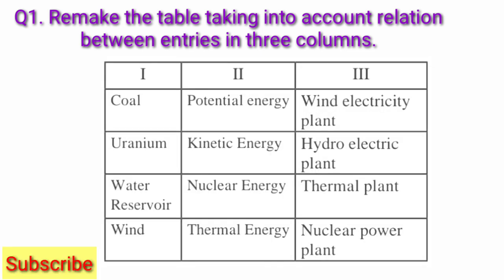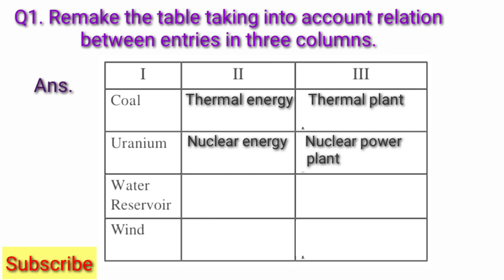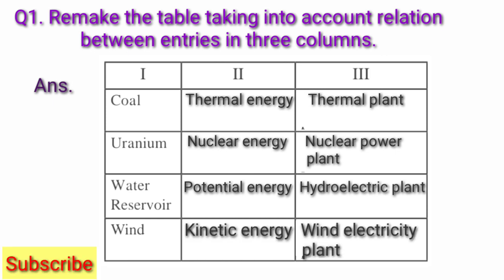Given that coal, potential energy, wind electricity plant, uranium, kinetic energy, hydroelectric plant, water reservoir, nuclear energy, thermal plant, and wind, thermal energy, nuclear power plant. Answer: coal, thermal energy, thermal plant; uranium, nuclear energy, nuclear power plant; water reservoir, potential energy, hydroelectric plant; and wind, kinetic energy, wind electricity plant.